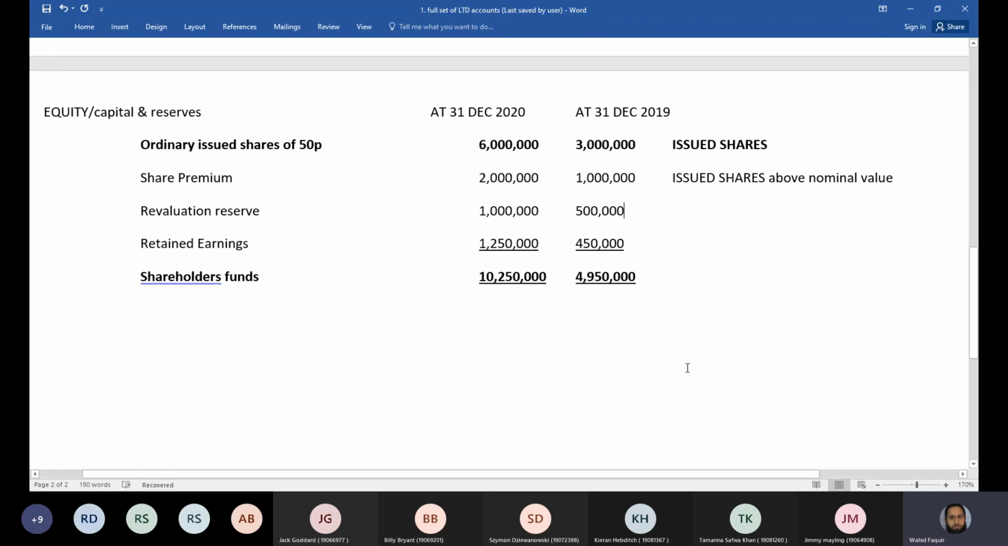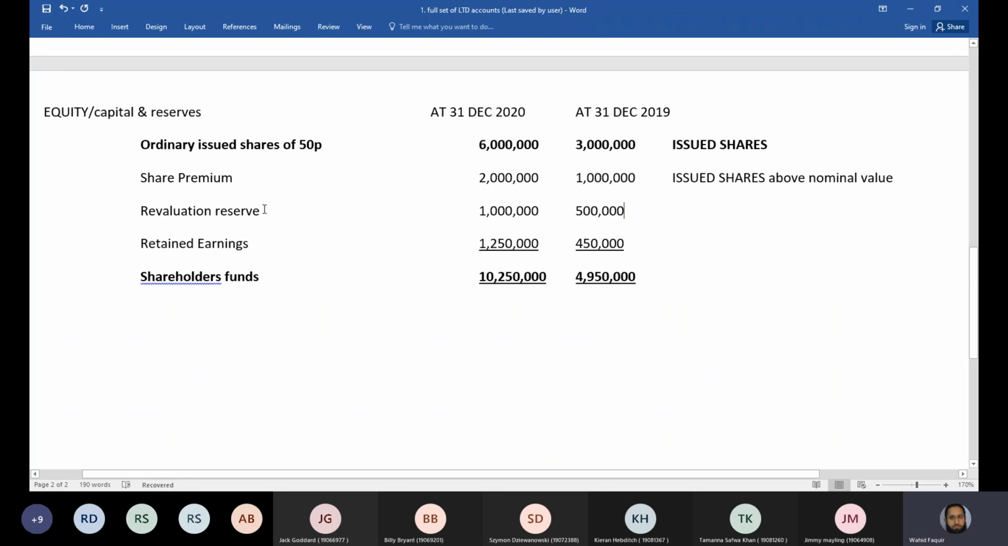Before we do that, let's look at the bottom half of a statement of financial position. So how is this company financed? Well, they've raised shares, ordinary issued shares. Share premium, well, from document 371, you'll know that's related to shares when you sell shares above the nominal value. Again, another term you need to know from document 371.